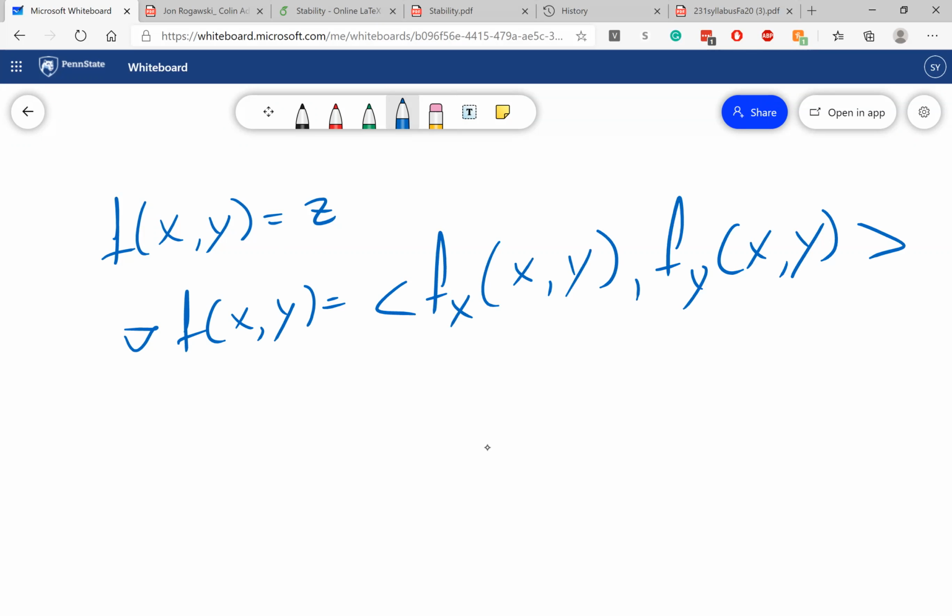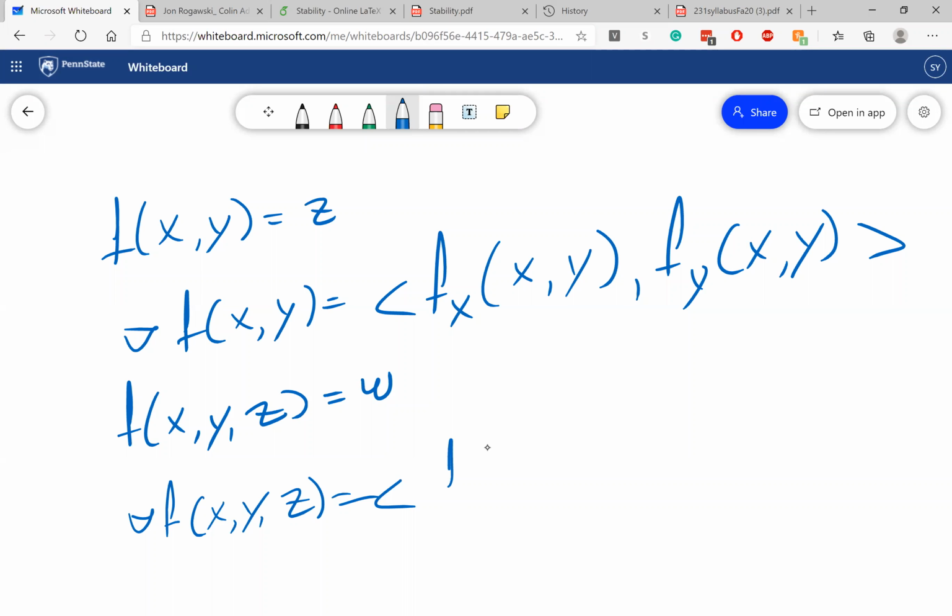Okay, so this is a vector. If we, let's say, had a function with 3 variables, so f of x, y, z, let's say equal to some w, then the gradient of f of x, y, z is going to be f with respect to x in the first component, f with respect to y in the second component, and f with respect to z in the third component. Any questions about this so far? Okay.